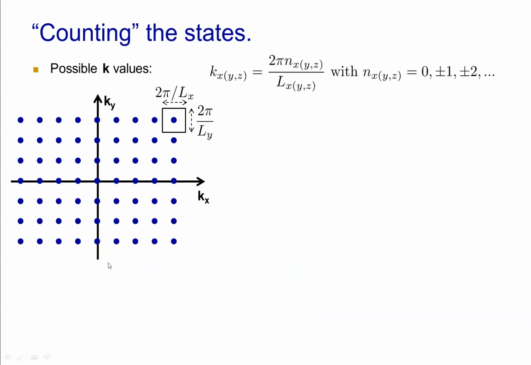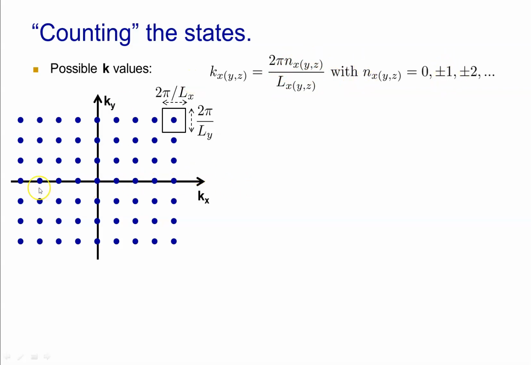Okay, so what do we have now? We have these discrete values for kx, ky, and kz, and as I said, they are going to be in units of 2 pi over L, or the given L in each direction. So let's look at kx, for instance. It's going to be 2 pi over Lx times an integer, 0, 1, or 2.